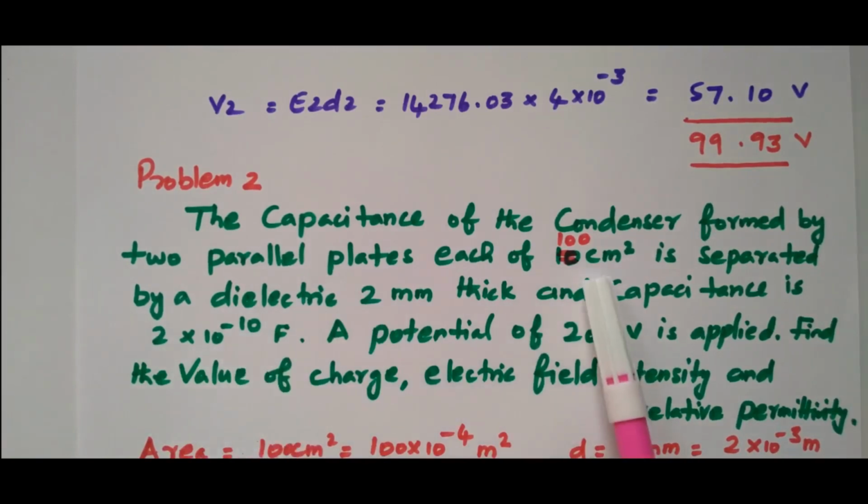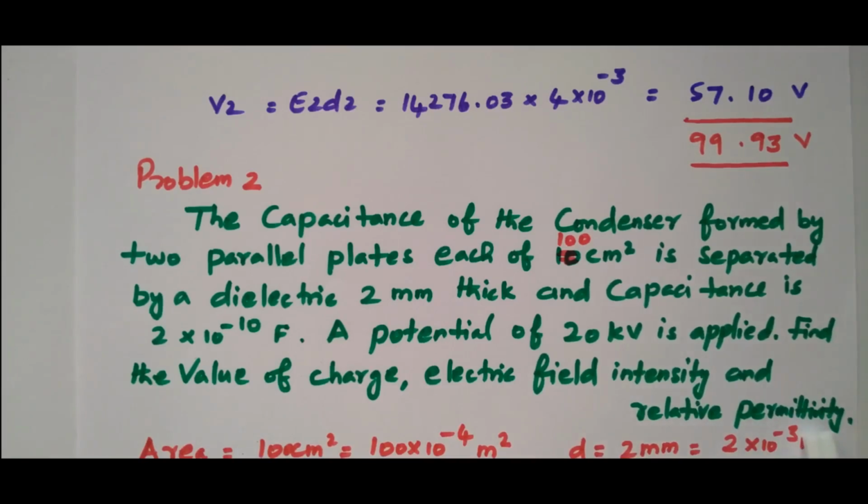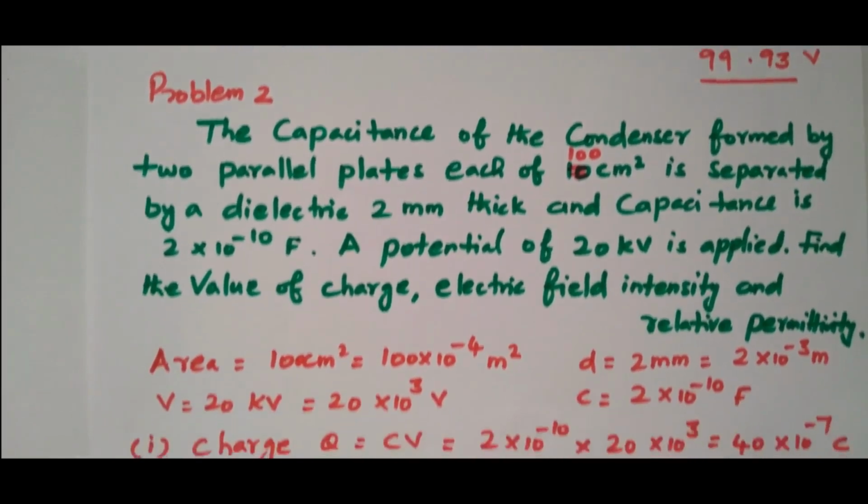Right? So the area of the plate is available, the distance between the plates is available, and the capacitor value is available. The potential applied is 20 kilovolt, 20 kV, right? We need to find the value of charge, electric field intensity, and relative permittivity. We need to find these three values, right? First, we'll see the given data.